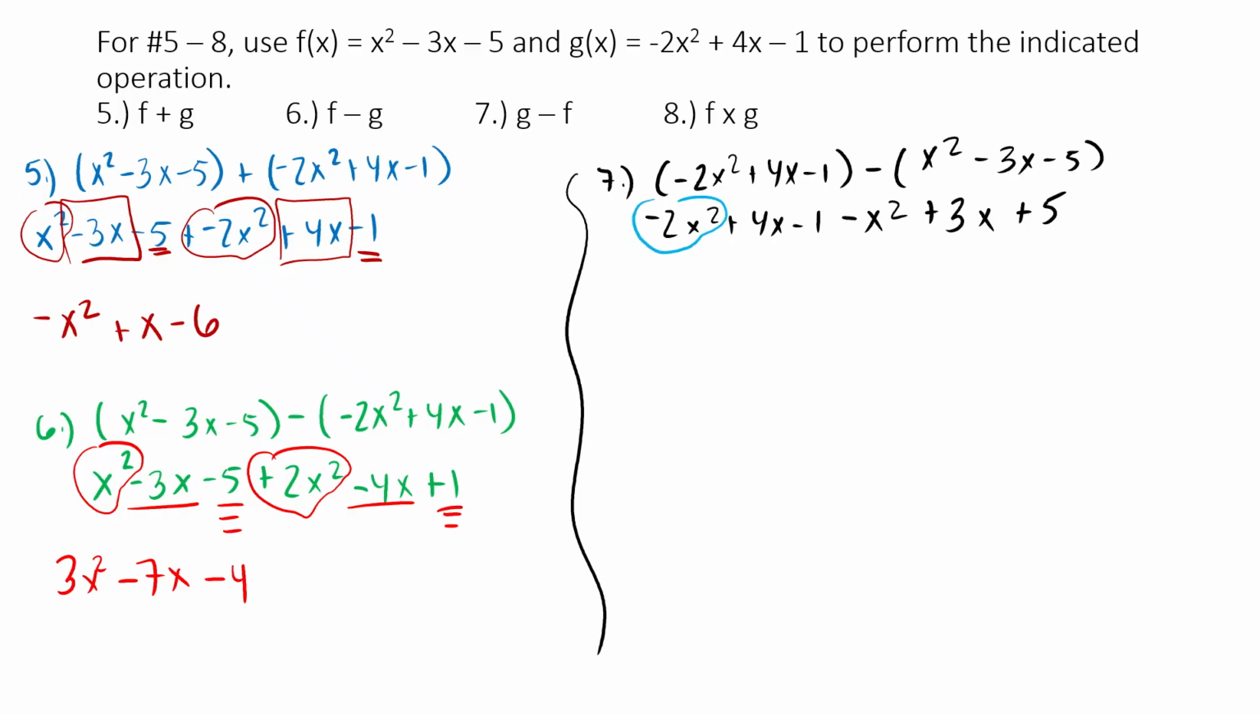We have negative 2x squared minus x squared, which will give us negative 3x squared. We have 4x plus 3x is 7x. And we have negative 1 plus 5, which is positive 4. And note how these are connected, okay? So we have 3x squared and then negative 3x squared, negative 7x and positive 7x, and negative 4 and positive 4. So you might be wondering, will that happen all the time? Yes, it will happen all the time.